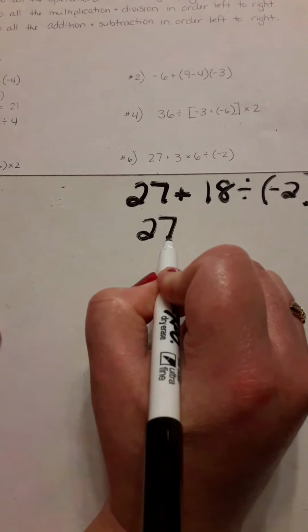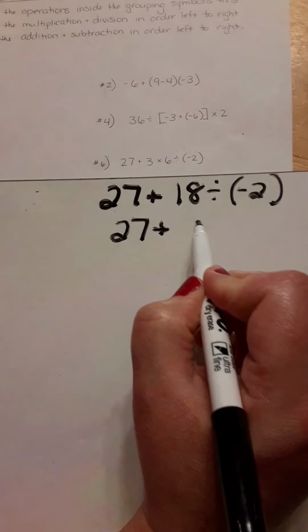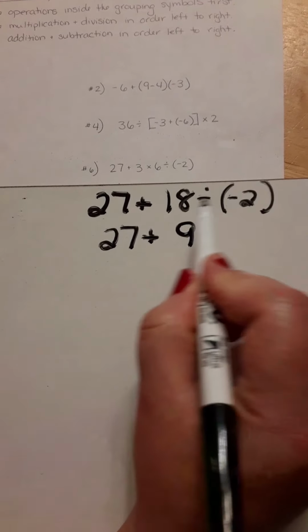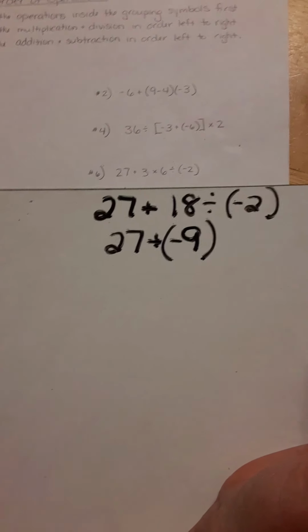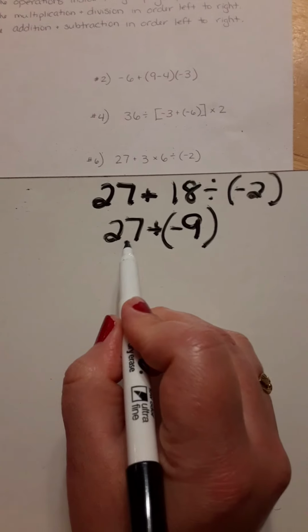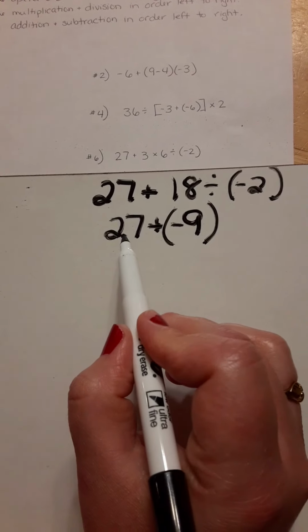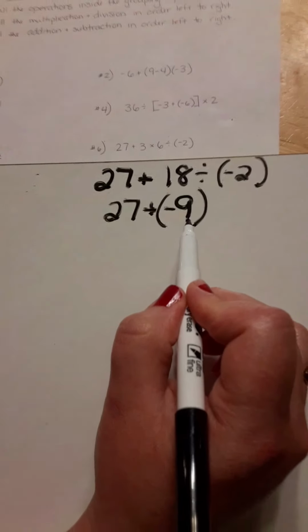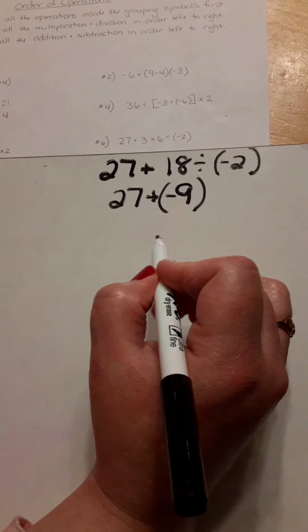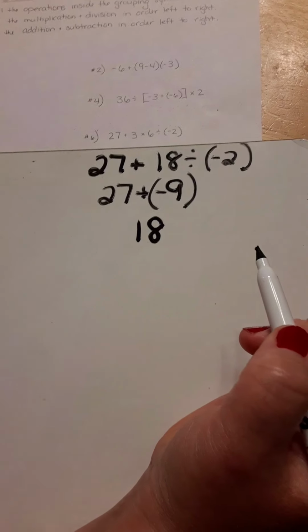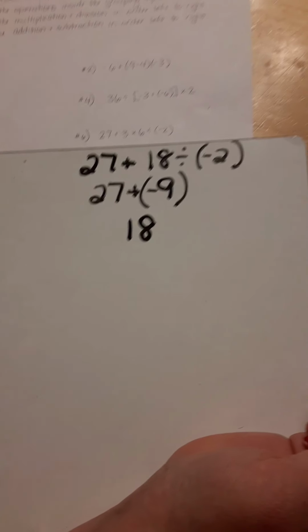So the 27 still has to hang out here a minute. And now let's do our division. 18 divided by 2 is 9. And I've got one negative sign, so my answer is a negative 9 here. Now I can go ahead and add. So I've got 27 plus a negative 9. So opposite signs. So I'm going to take the big number, subtract the little number. So 27 minus 9 gives me 18. And the sign of the bigger number is positive, so my answer is going to be a positive 18.